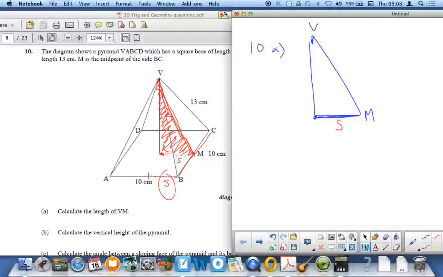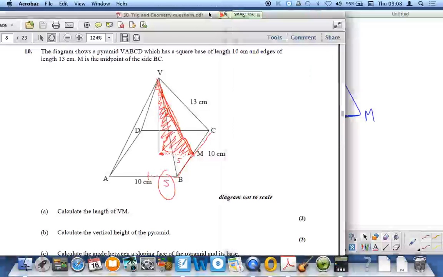Is there anything else I can use here to calculate the length of VM? Did they tell us the height or anything like that? No, they haven't. You mean from V to the midpoint? Let's see the information they give us again. Okay, so this is interesting, because look at the triangle. I'm doing this question as I think about it. So look at the triangle I've used. This is me in my exam situation.